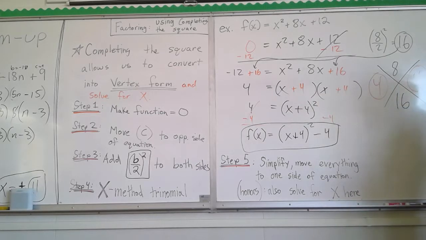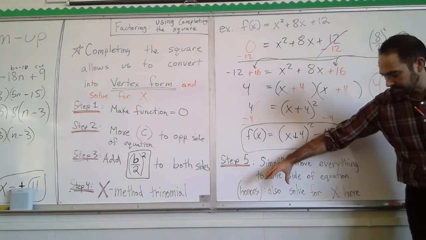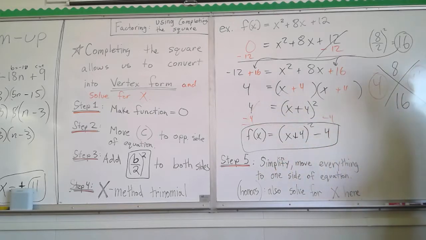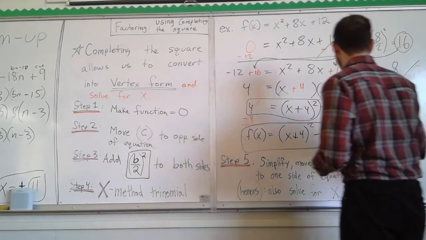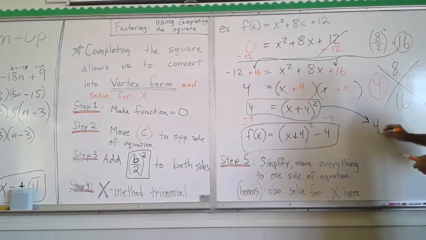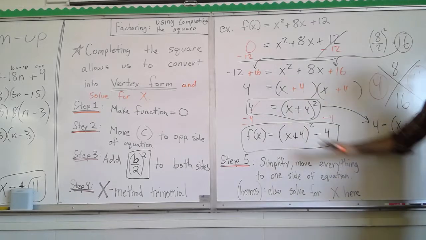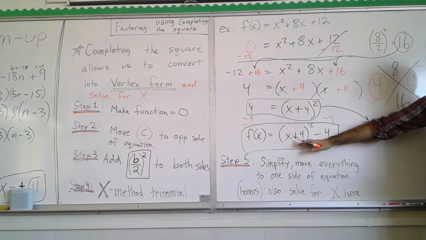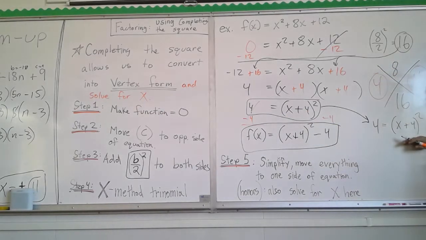All right, so we do have one more step because for honors, we're also using this as a chance to solve for x. So what I'm going to do is take this step right here and pull it to the side. 4 is equal to x plus 4 squared. We worked our way all the way to have it in vertex form, but I'm going to move back one step to solve for x now.